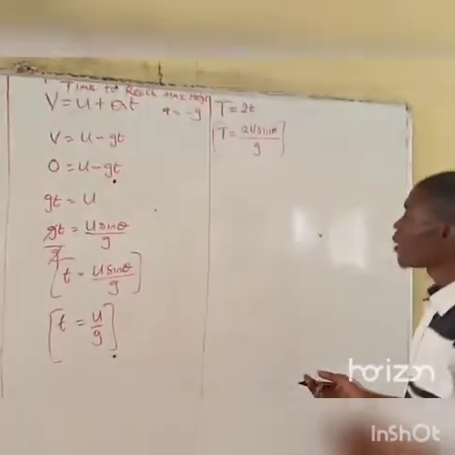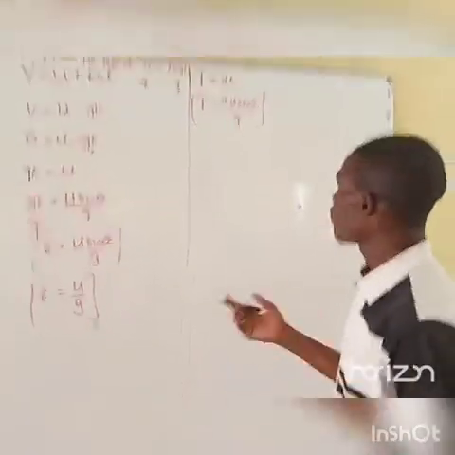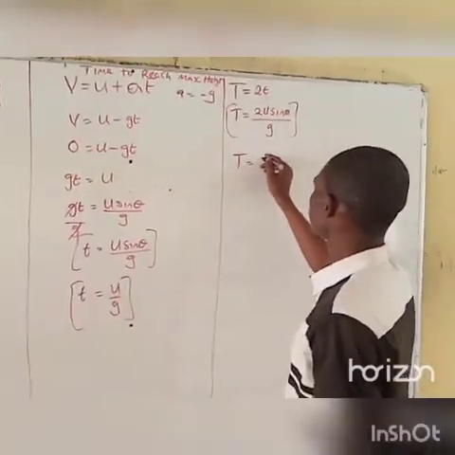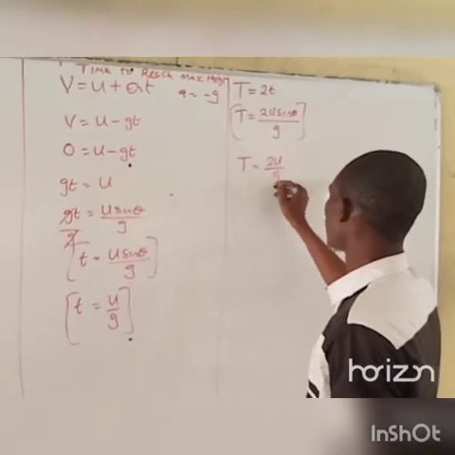But sometimes you may not be given the angle also. Where you are not given the angle, you can say T is equal to 2u over g.